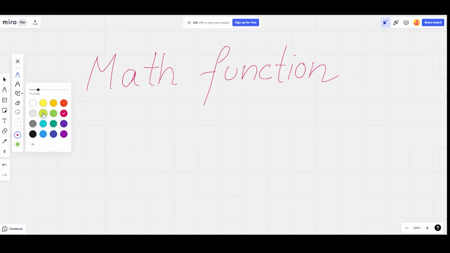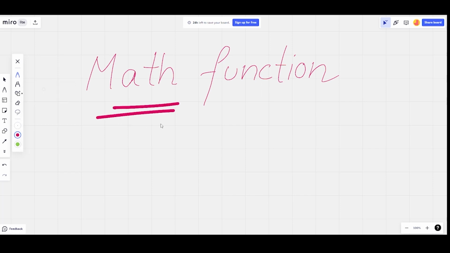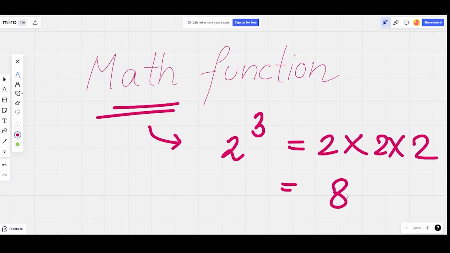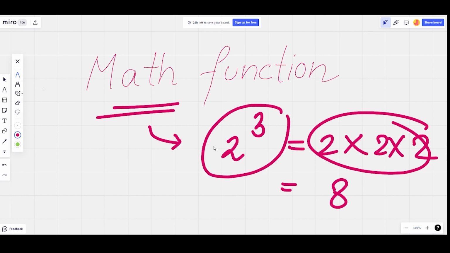So it is pretty much clear that when we talk about math functions, they involve certain math operations. If I give one example, let's say we have 2 to the power 3. This is a math problem, and I can write this as 2 multiplied by 2 multiplied by 2. So rather than writing these kinds of problems in the longer format, how can we write this in C++?